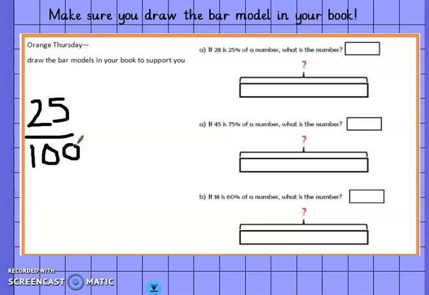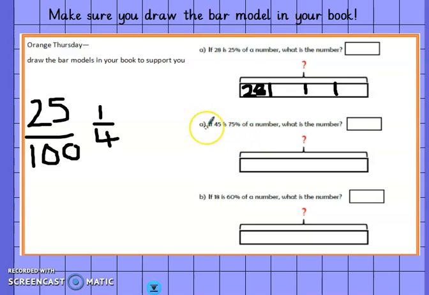You should know that 25 out of 100 is the same as a quarter. So I'm going to split mine into quarters. And it's saying here, if 28 is 1/4, then what is your whole number? So then you would have to do 28 times 4 to find out the whole. Again, I'm going to be splitting this one into quarters as well.